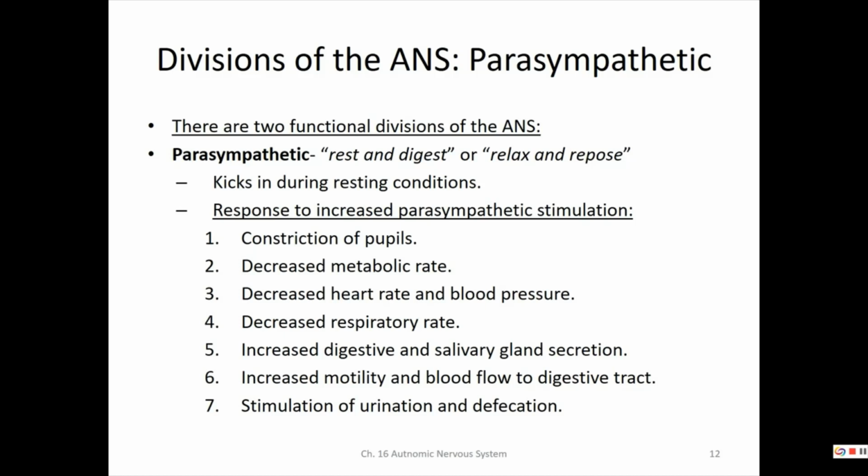All right. Now, parasympathetic. I like to call it rest and digest. Some people call it relax and repose. Rest and digest. This means when you're resting, it kicks in. Like, okay, everything's safe, everything's normal. You're chilling at home, you're relaxed, you're safe and sound.